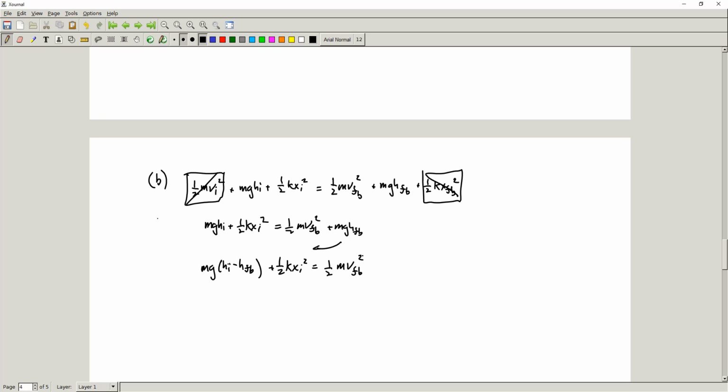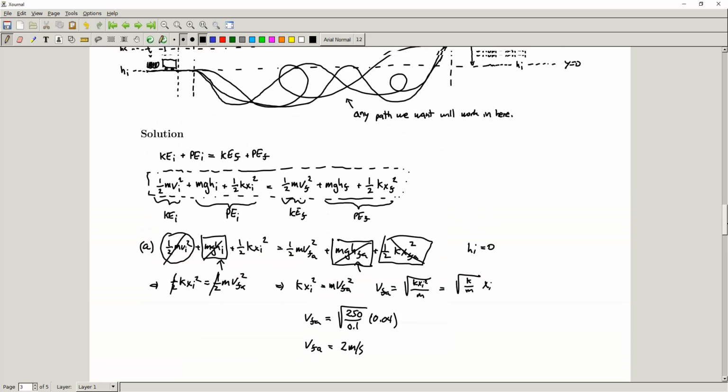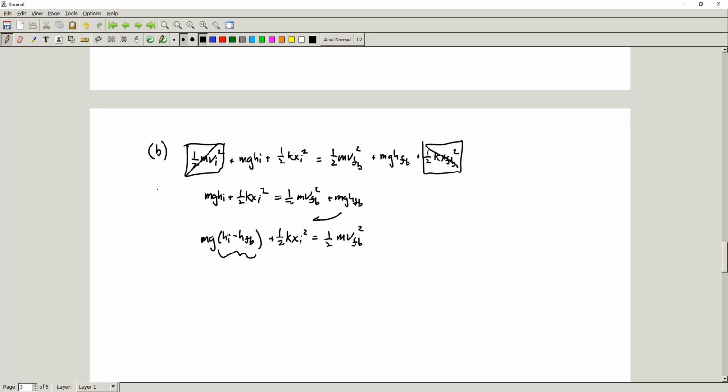Let's not skip it. Let's work through it here. Okay, so if we think about this, we're ending up with our initial height minus our final height. And so what is that really? Well, that's just minus h, right? And so we can clean this up. We end up with minus mgh plus 1/2 k x initial squared is equal to 1/2 m v final b squared.